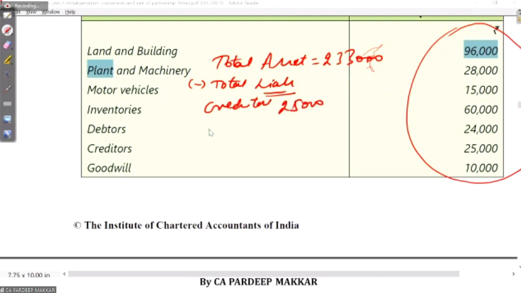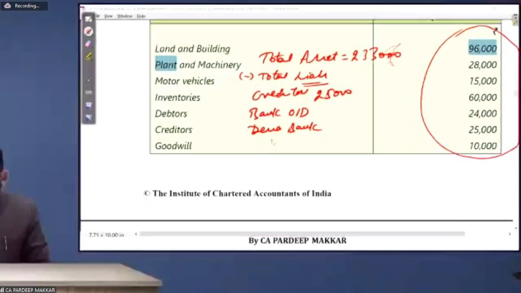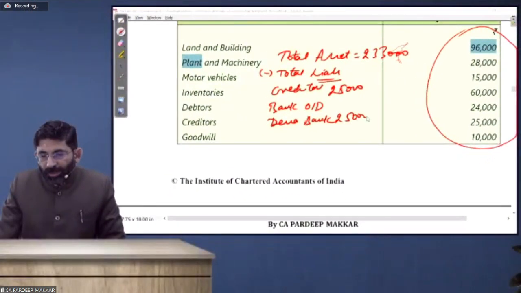Second, we have taken over bank overdraft of Dena Bank. For that, you should go to the Dena Bank account, which I have prepared for you. In that, Dena Bank's balance is 25,000, which has been taken over. So total.